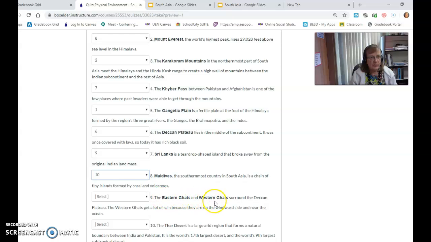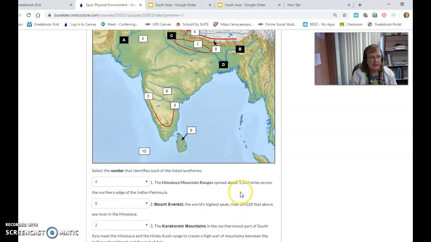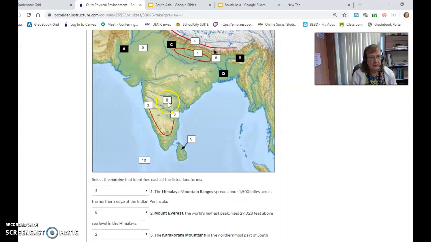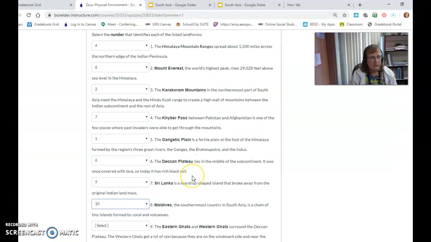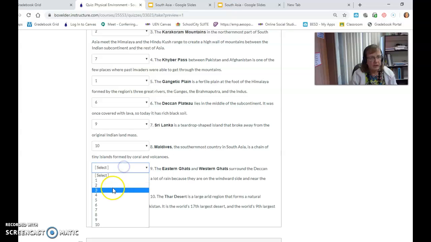The Eastern Ghats and Western Ghats surround the Deccan Plateau. Now we already knew this was the Deccan Plateau and these look like they're surrounding it. So 3 would be that. We look here, we've got the Western Ghats and the Eastern Ghats. So we're looking for number 3 there.